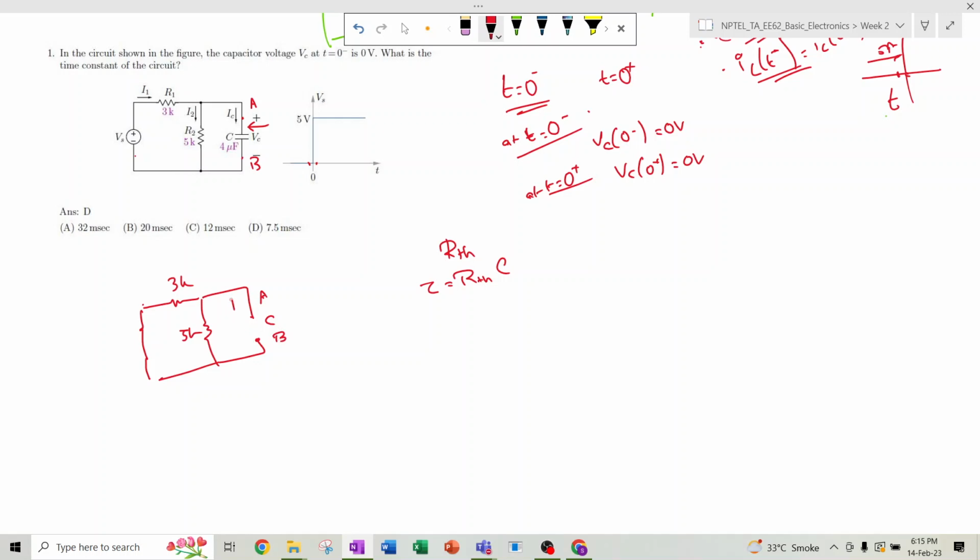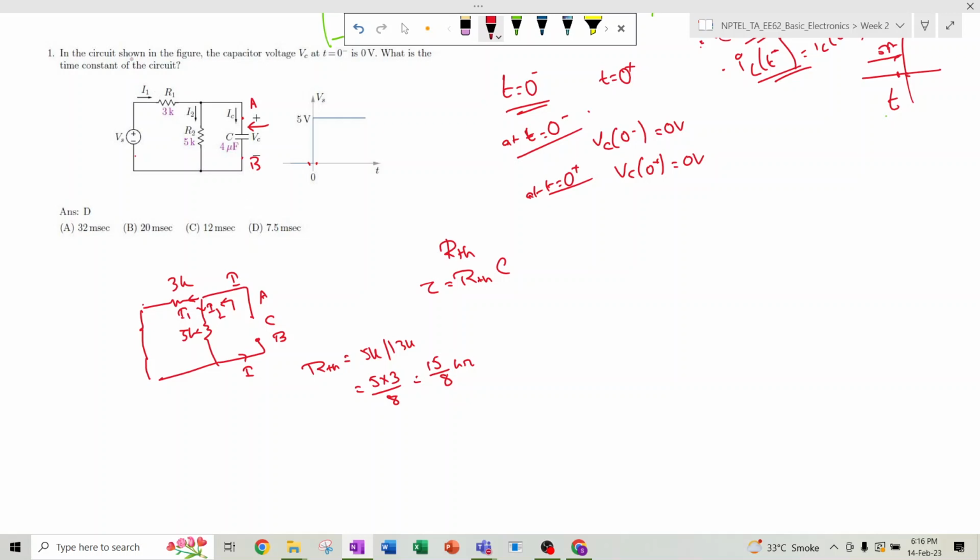If any current I flows from this part, that current will divide in two parts, which are I1 and I2, and then this I1 and I2 again combine to give a value of I. So basically this 5k and the 3k are in parallel. So the Thevenin equivalent resistance will be 5k parallel with 3k, that is 5 into 3 divided by 8, which is nothing but 15 by 8 kilo ohm. This is the RTh.